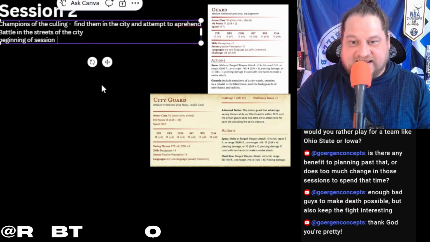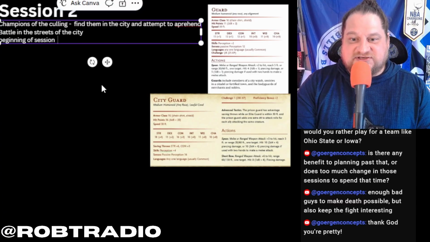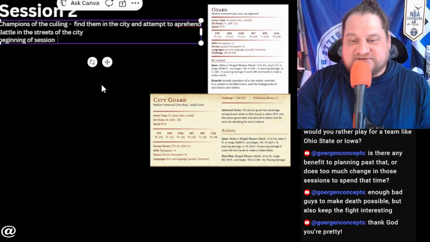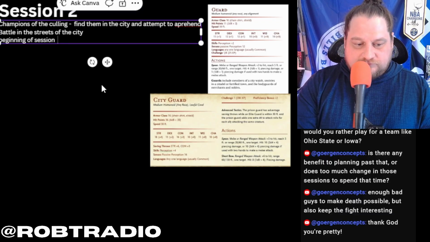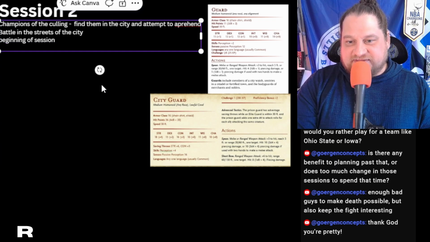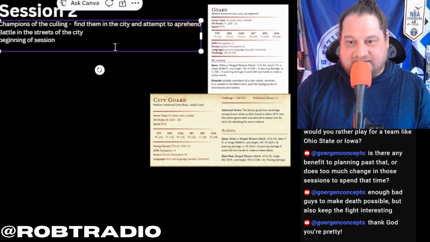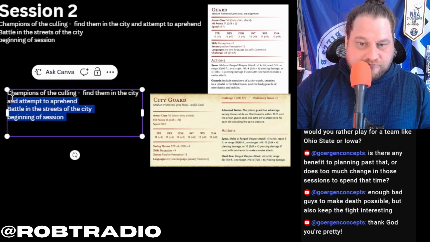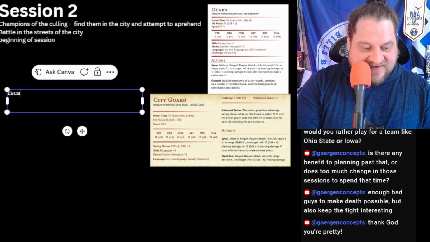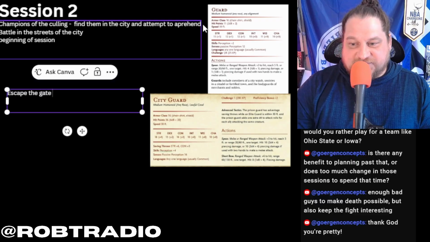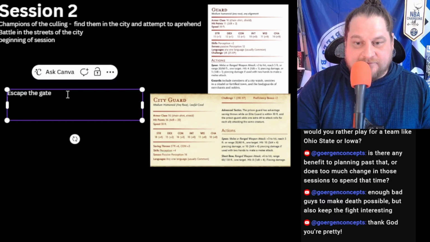So I want to try to get 2 fights in this session 2. The first one being this attack that they have to survive on the street. I think it's pretty basic though. Like, I don't think there's anything more that needs to be said about it. And then I'm going to have them escape the gate. And that's where these city guards are going to come back in.